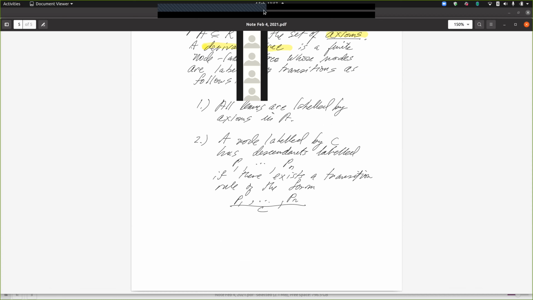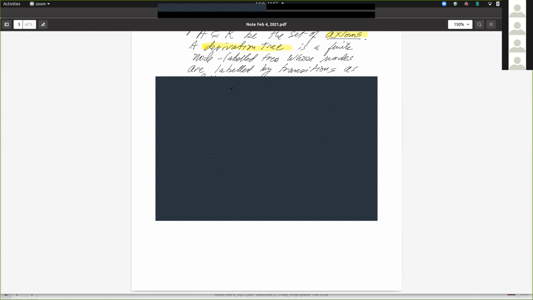Okay, let's look. Let me see if this works. Oops, last time that worked okay. Okay, so let's go. I need a new page. And now what did I do with my Wacom pen? That's insane. Oh, here it is. Okay.